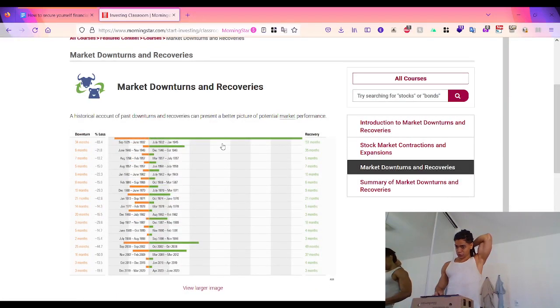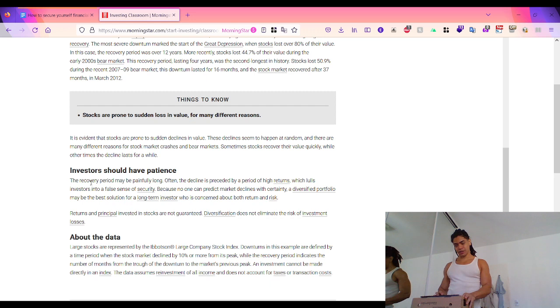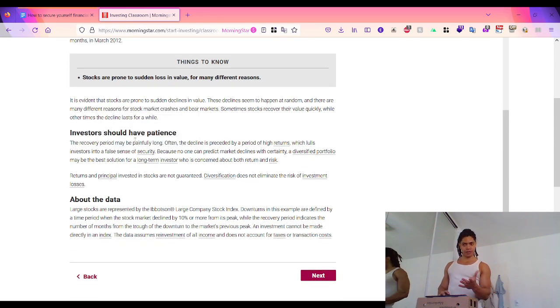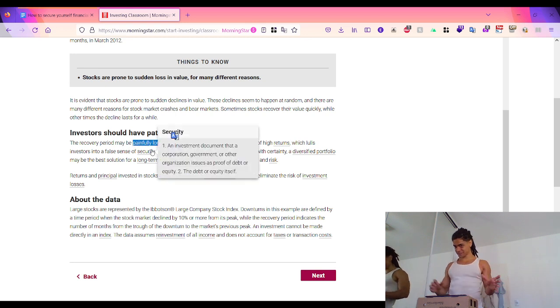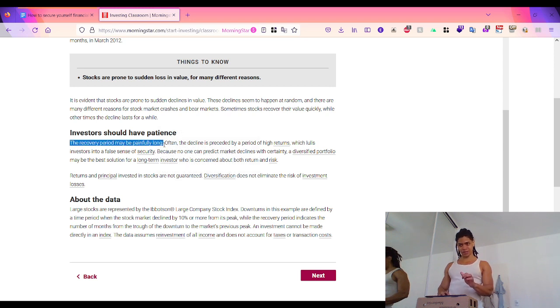It is evident that the stocks are prone to sudden decline in value. This decline seems to happen at random times, and there are many different reasons for stock market crash and bear markets. Sometimes stocks recover their value quickly, while other times the decline lasts for a while. This is easy to read, hard to experience. So investors should have patience, okay? The recovery period may be painfully long. Grayford mentioned that.